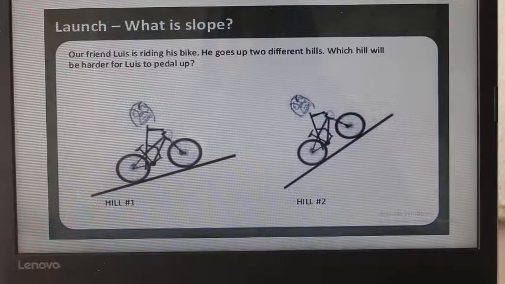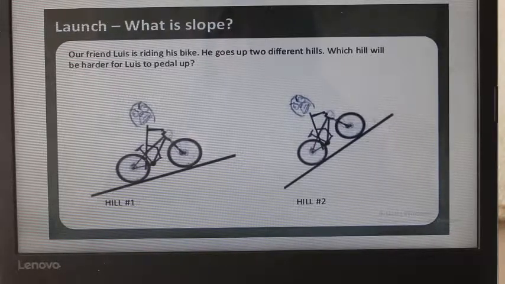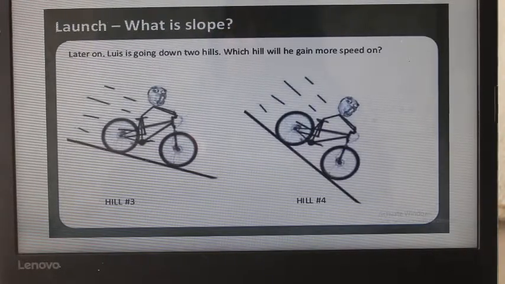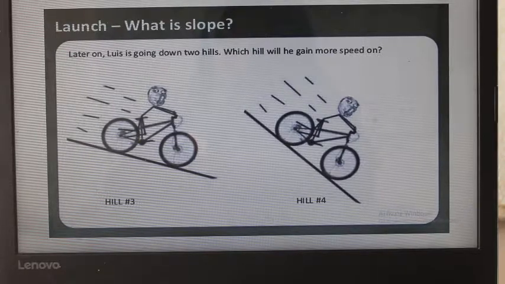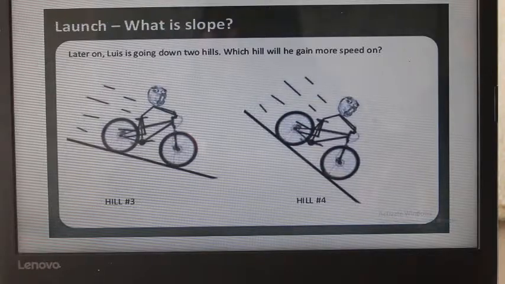Okay, there are some examples of slope. Our friend Louis is riding his bike. He goes up to different hills. Which hill will be harder for Louis to pedal up? Later on, Louis is going down two hills. Which hill will he gain more speed on? The answer is hill 4.